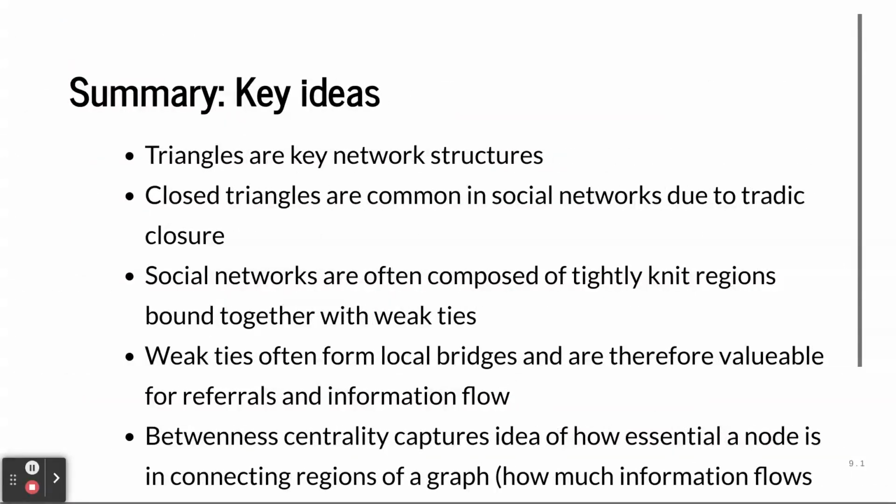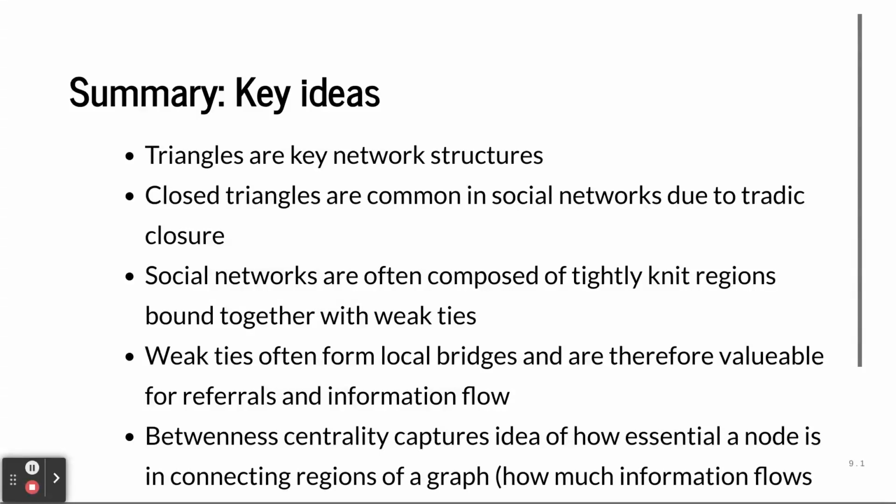Let's summarize the key ideas we learned about in this lecture. First, triangles are a key structure in networks. They are the smallest possible structure that can be studied of a collection of more than two nodes. We learned that closed triangles are very common in social networks because of the property of triadic closure. If A is friends with both B and C, it's likely that B and C will eventually meet and become either friends or enemies, but in some way become connected.